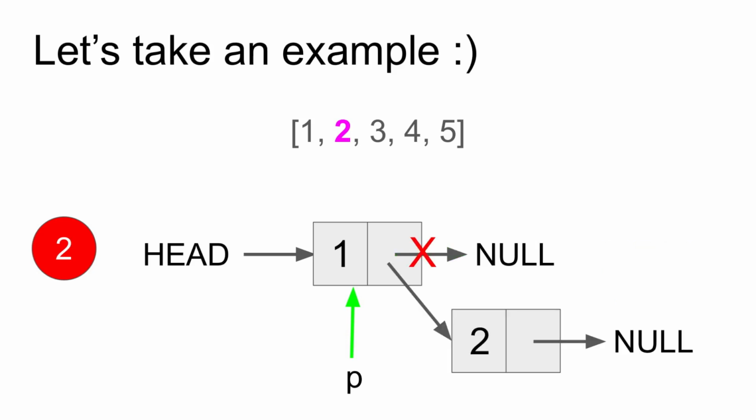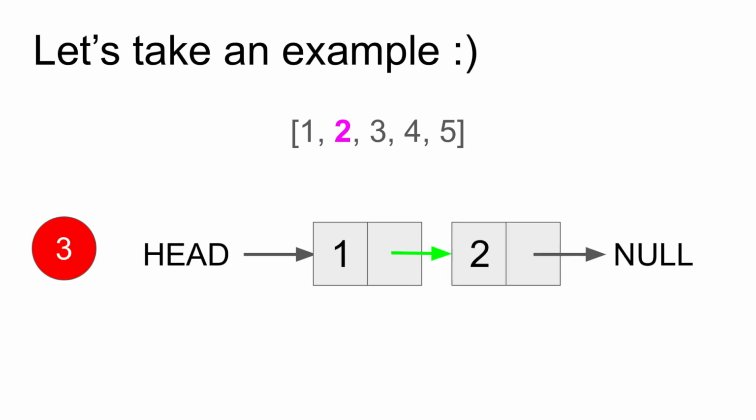Now the pointer field of the last node will point to the newly created node, and we will do this by saying next of p is the new node. So after adding 2 nodes, our list looks like this.